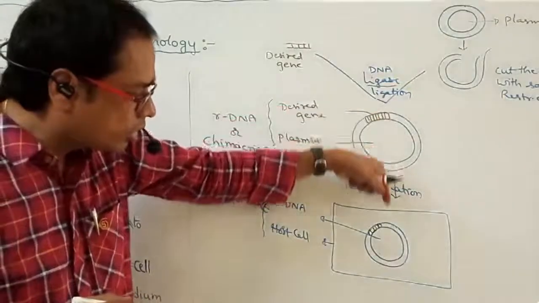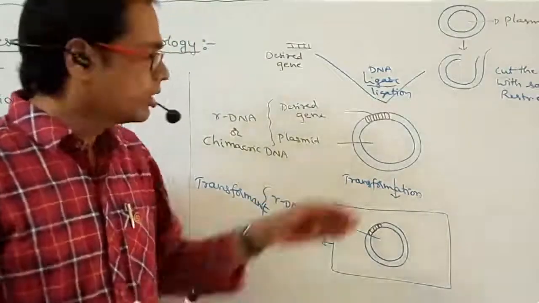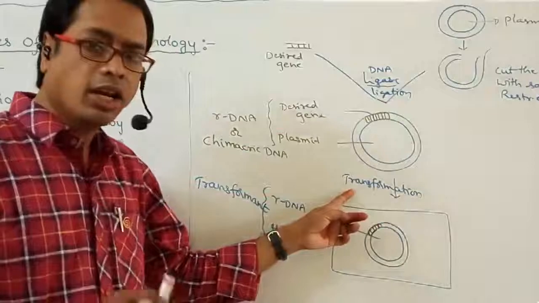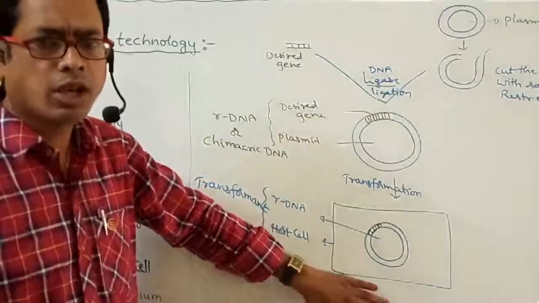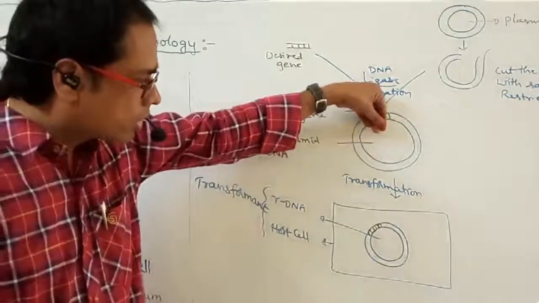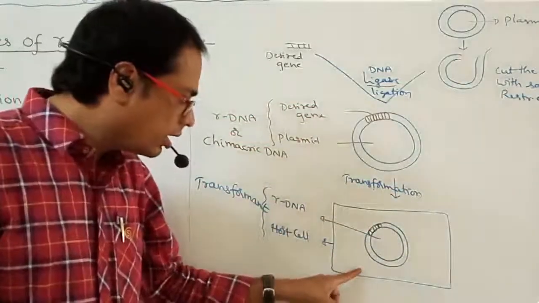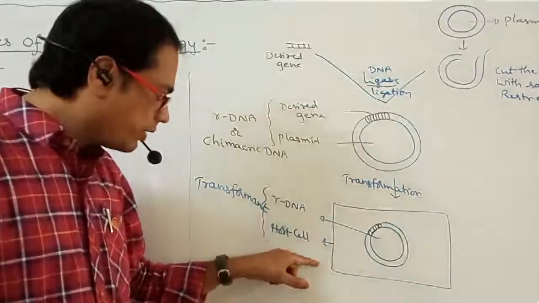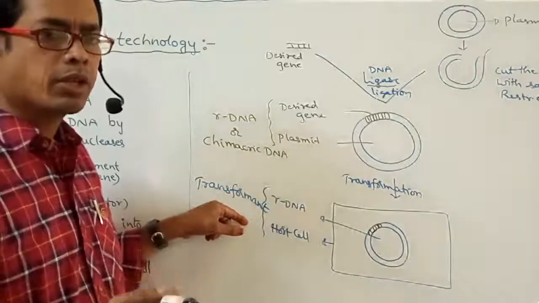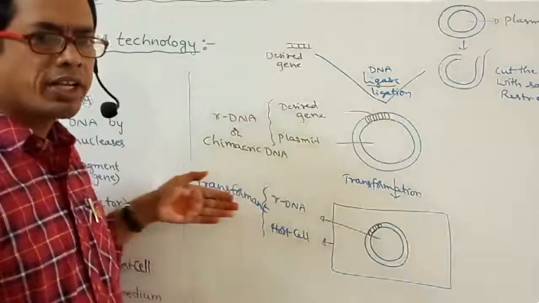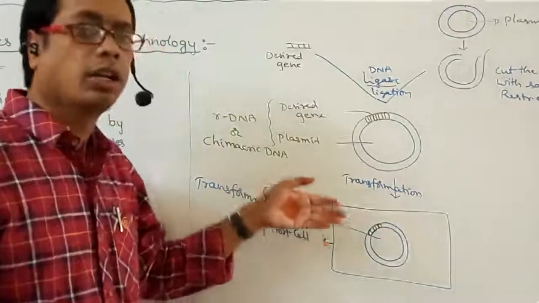How does this rDNA enter into the host cell? It occurs by different methods. The rDNA enters into the host cell by a process called transformation. This is the competent cell. Now this cell is with rDNA. The cell with rDNA is called a transformant. How can you remember? The process is called transformation. So what is a transformant or transformed host cell? The host cell with rDNA is called a transformant.